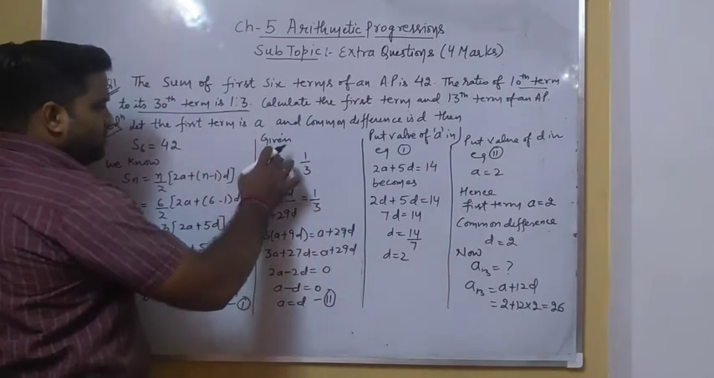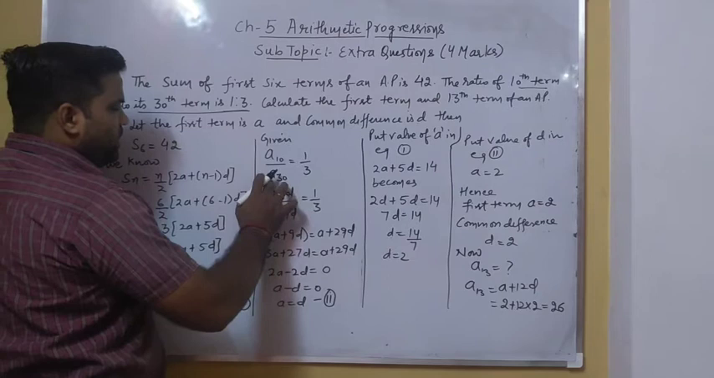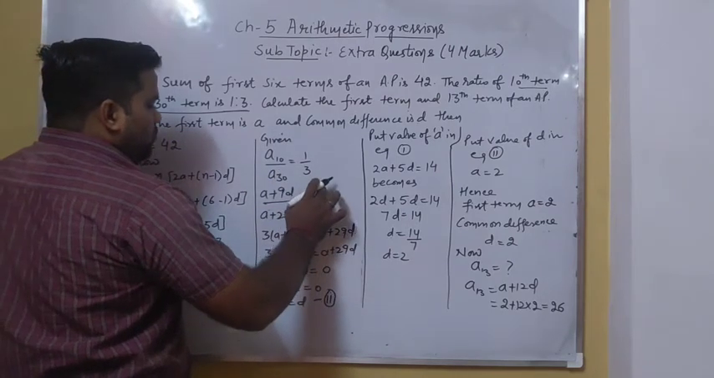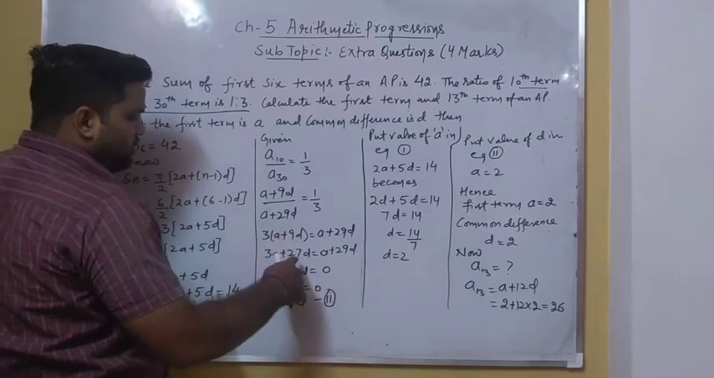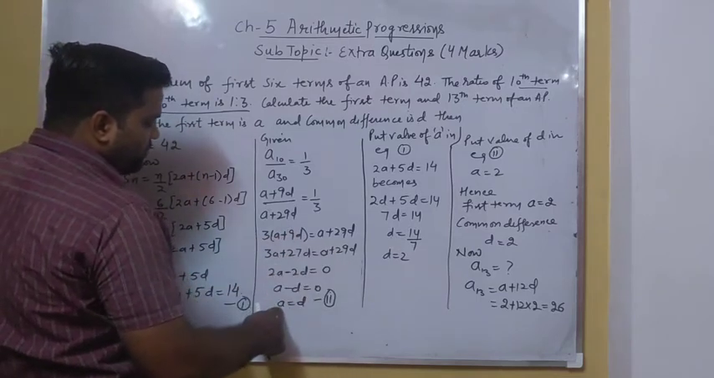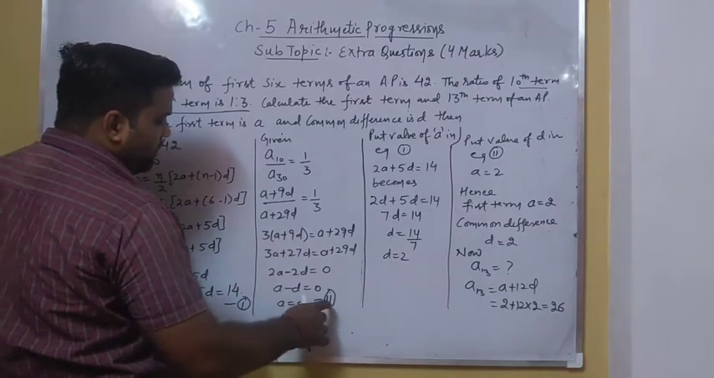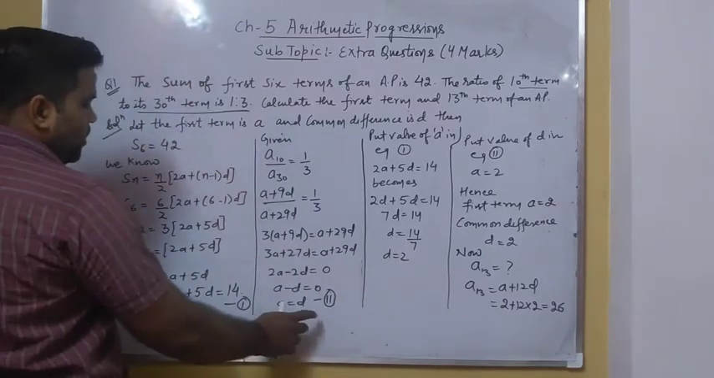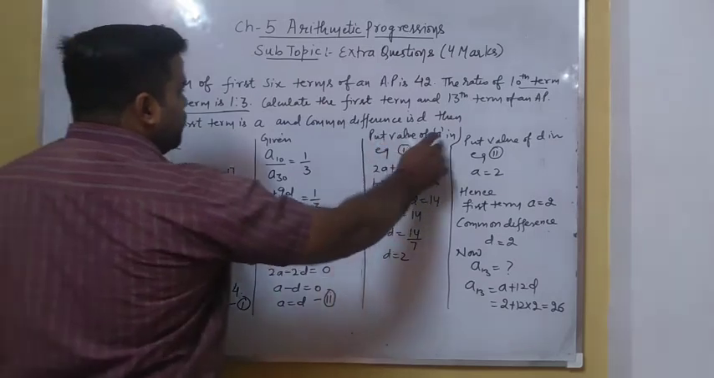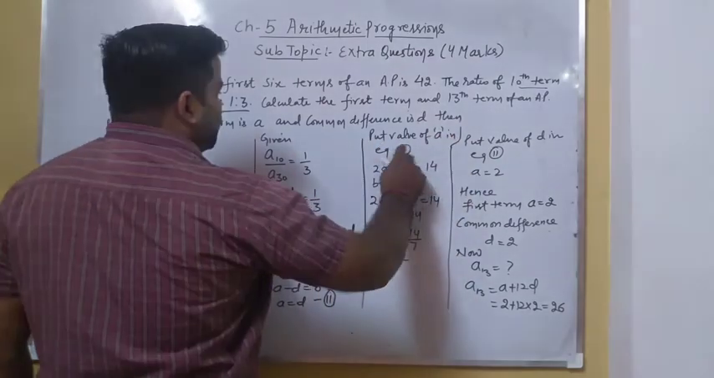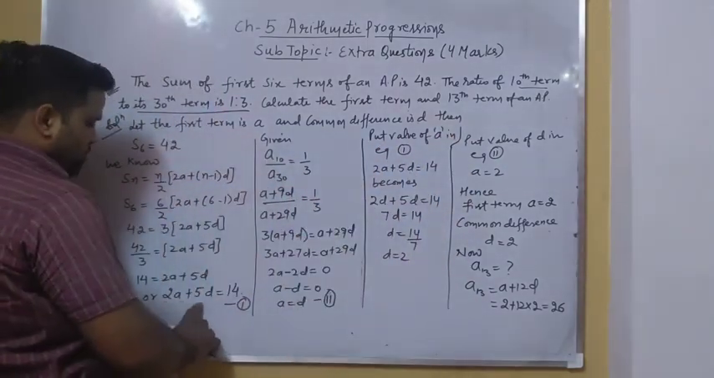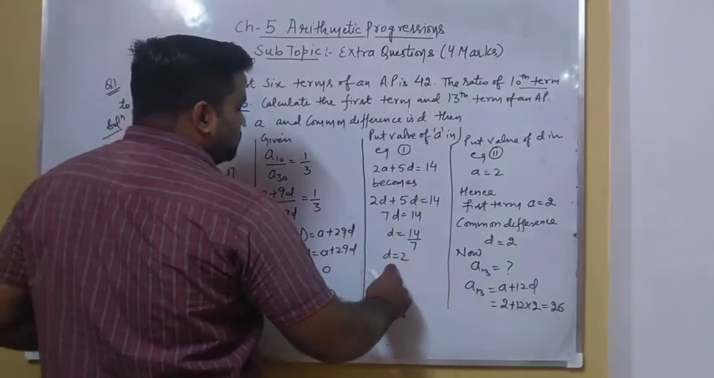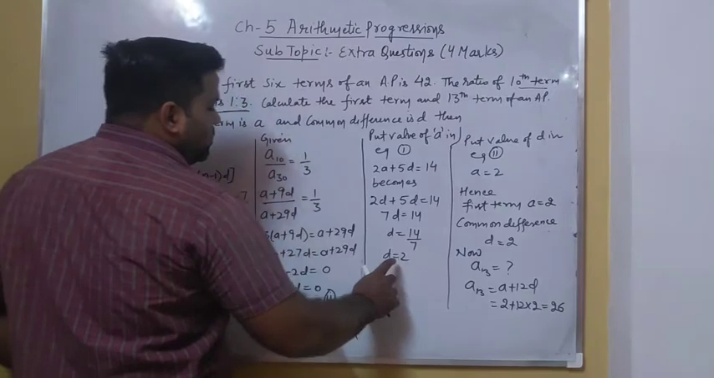So we can write our 10th term as a plus 9d and our 30th term as a plus 29d, equal to 1/3. On solving, after cross multiplication, we get the relation a equal to d, and we consider it as equation number second. Now we put the value of a equal to d in equation number first. Our equation number first is 2a plus 5d equal to 14. On putting that value, we get the value of d equal to 2.